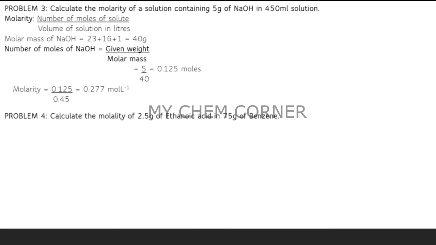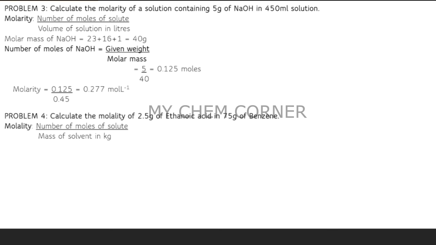Now the last problem is based on the calculation of molality. It's a similar type of question when compared to molarity. The question says calculate the molality of 2.5 grams of ethanoic acid and 75 grams of benzene. In this case, the solute is ethanoic acid and the solvent is benzene. When you write the formula, molality is number of moles of solute by mass of solvent in kilogram.